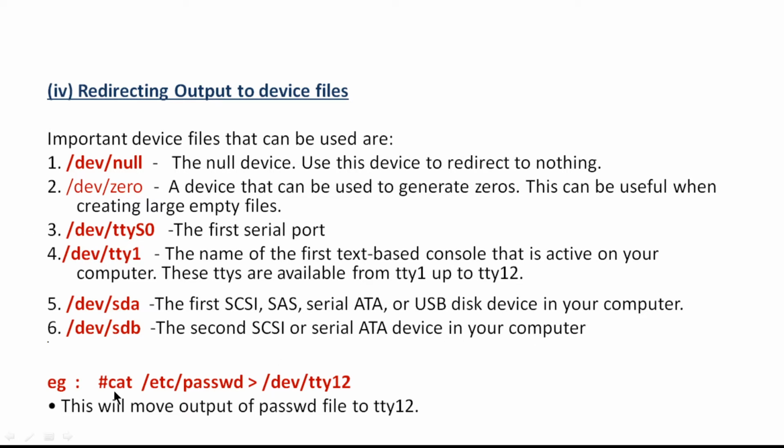So here is an example of how to redirect your output to a device file. Now I again use the cat command. I have asked the cat output of the file to be redirected to the device terminal file, that is terminal 12. So I have given the command cat /etc/passwd, and I have used the greater than symbol, and then I have given /dev/tty12. So this will move the output of the password file into terminal 12.